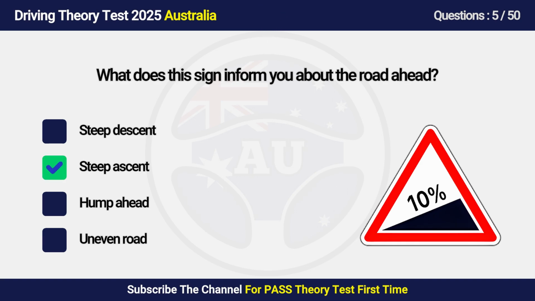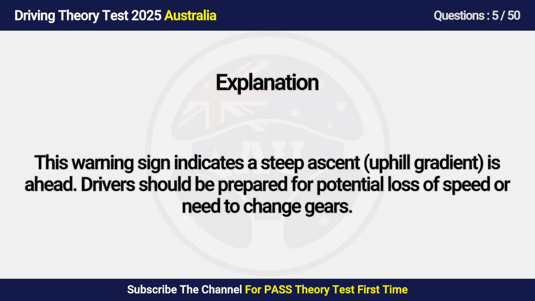Answer is B. Steep ascent. This warning sign indicates a steep ascent, an uphill gradient, is ahead. Drivers should be prepared for potential loss of speed or need to change gears.